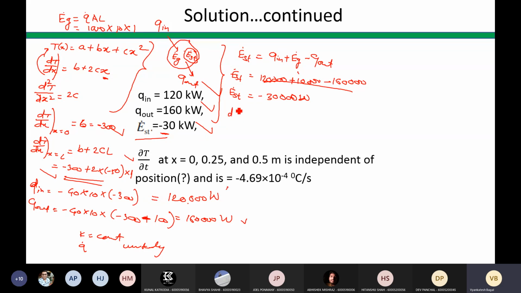So the form of the equation will be dou square T by dou x square, right? Because K we have taken as constant, right? Plus, is it Q dot upon K? This must be equal to 1 upon alpha dou T by dou t. Check. Is this equation correct?